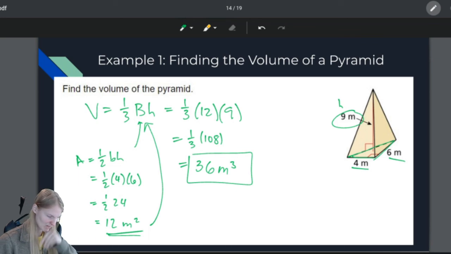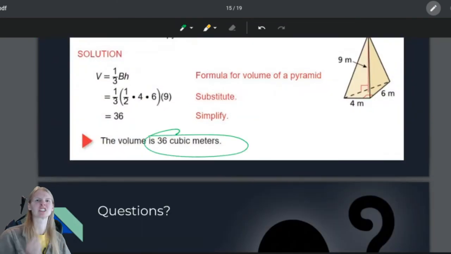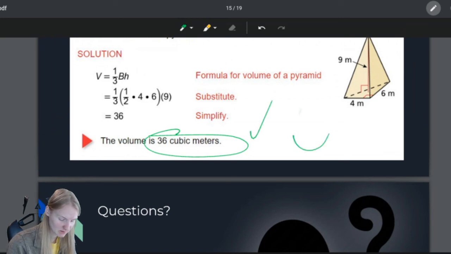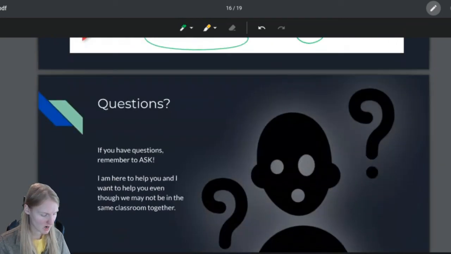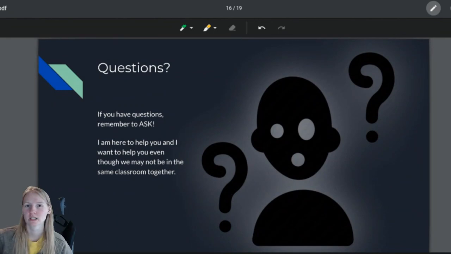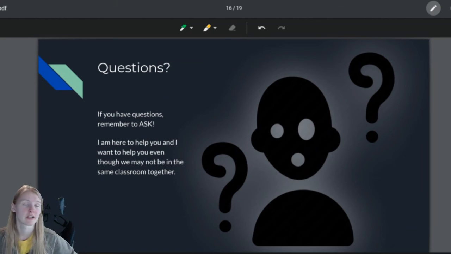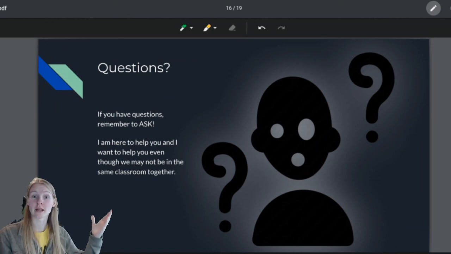Ta-da! And there you have it. Let's check to see if we were right. 36 cubic meters. Oh yeah. Heck yeah. Alright, that's all I have for you today. Volumes of lots of things: pyramids, prisms, cylinders.